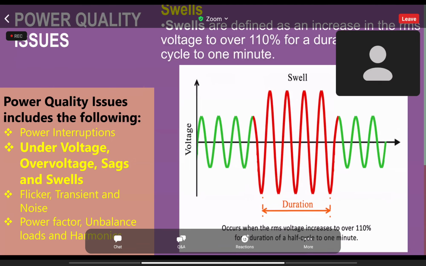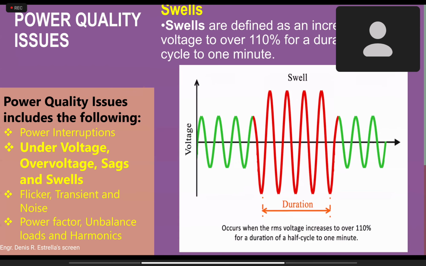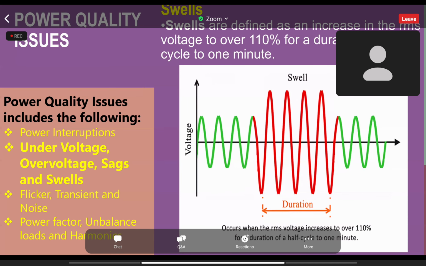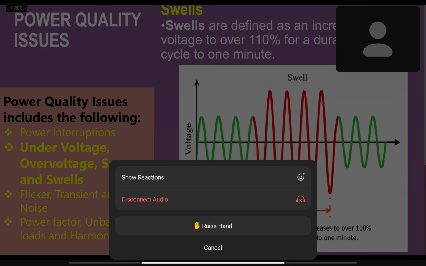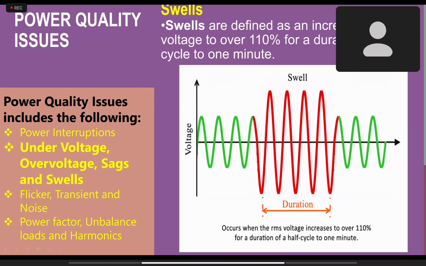So the characteristic in terms of magnitude, pare-pareho lang sila noong under and over voltage at itong sag and swell. The only thing that differs is the time in which this variation occurs. If it is more than 1 minute, it is under voltage or over voltage. If it is less than 1 minute, it is sag or swell. Sag or swell is just a temporary fluctuation in the voltage for a time duration within 1 minute.